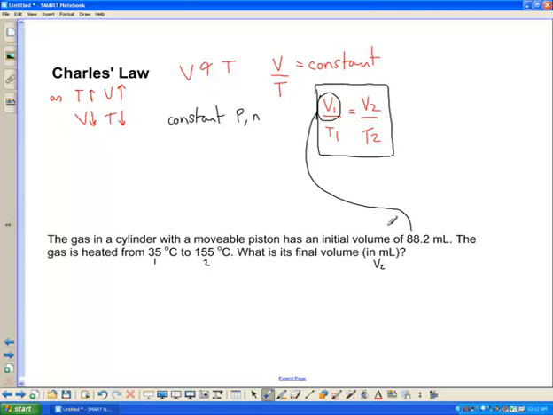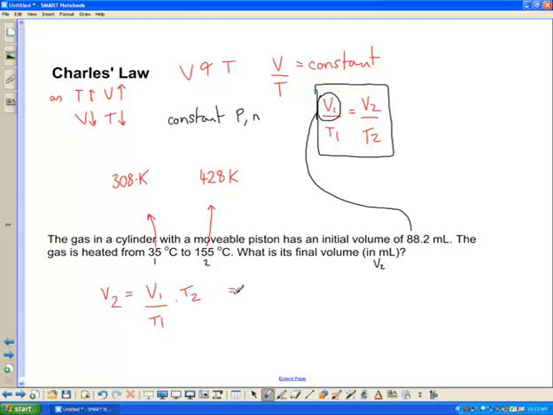Now remember what we said before about temperature. You have to make sure you convert your temperatures into the proper unit, which is Kelvin. So 35 degrees C is 308, let's just say 308 Kelvin. And then 155 degrees C is 428 Kelvin. We always have to do that conversion. So we're solving for V2, all right? And that's going to be V1 over T1 times T2.